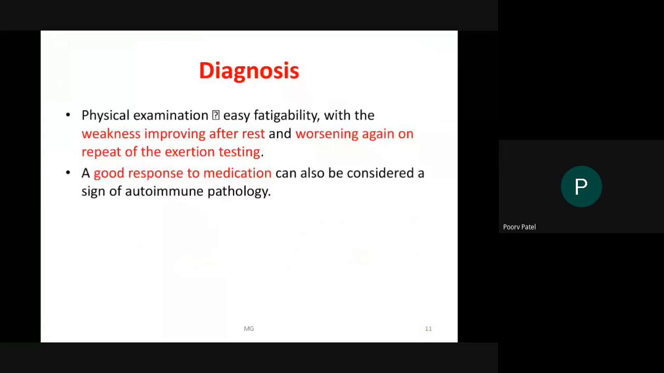The patient becomes easily fatigued, and if you give rest, it will improve drastically. Again, if you do the same exercises, the same muscle action that you asked for initially, the patient will again become fatigued. Yes, so there is also a decremental response on the EMG, as we explained yesterday.